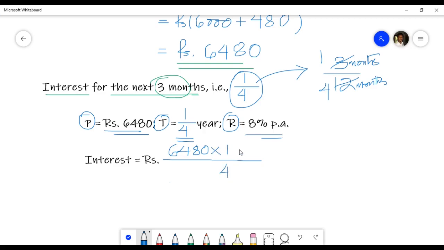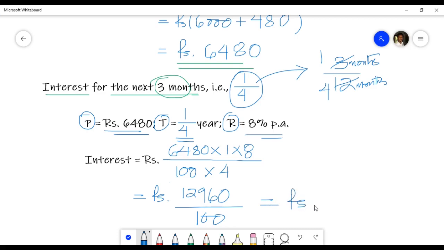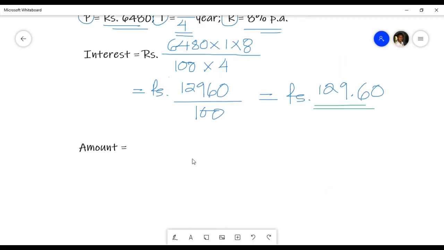Principal is 6,480 into, we will write time as 1 by 4. 1 can be written in the numerator and 4 in the denominator. We will get the fraction as 12,960 divided by 100. And when you simplify it further, you will get the answer as rupees 129 and 60 paise. So when you divide 12,960 by 100, you get 129.60, which is 129 rupees 60 paise.